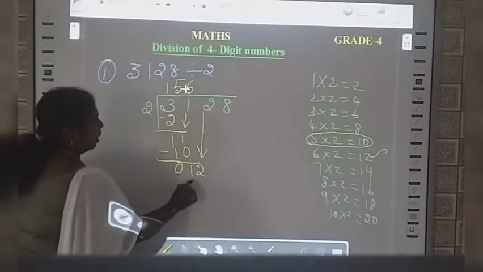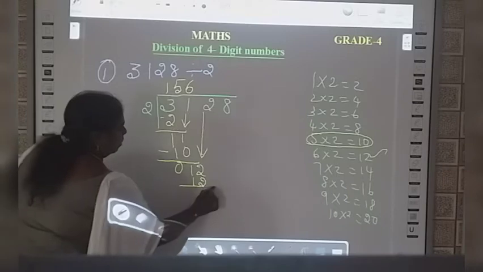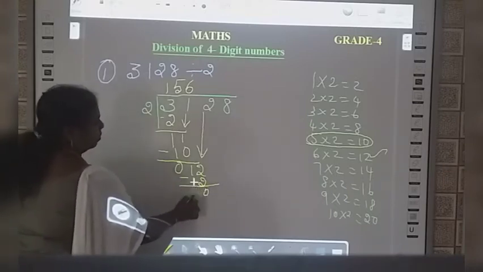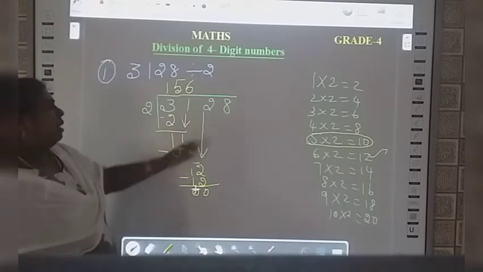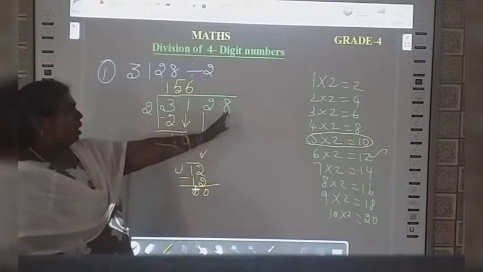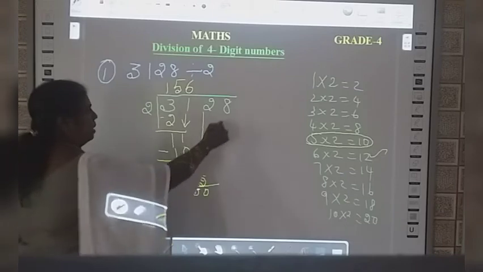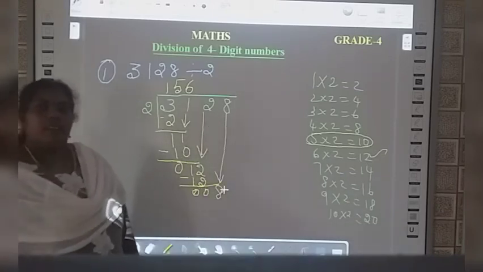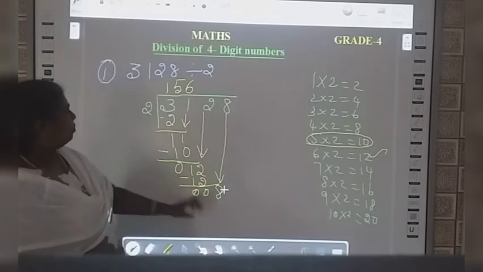6 times 2 is 12. Now subtract. 2 minus 2 is 0. 1 minus 1 is 0. Then the next step is to write the last number. The ones place value is 8. You are going to write the 8 here. Do you understand now?